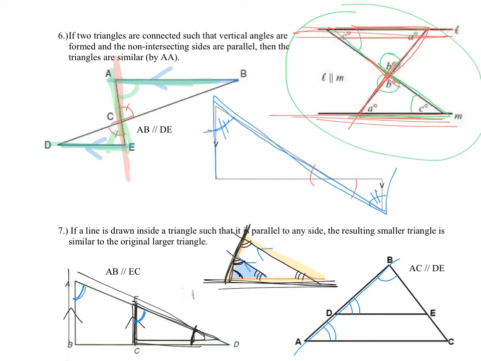So these are just things you've got to think about when you're looking at pictures. Do I have this parallel line drawn inside? Do I have 2 triangles connected by vertical angles and I have the other sides are parallel? You just have to be aware of them. Once they get in your head, you know that this exists, and then you just have to think through it when you look at different pictures.